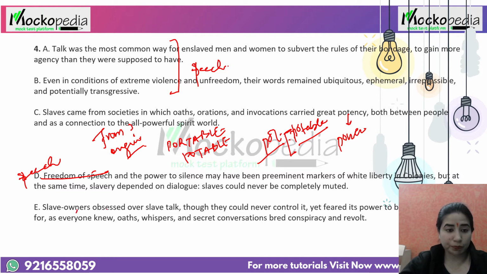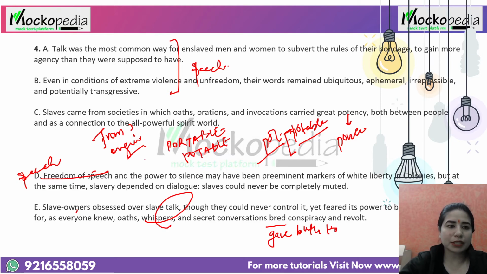Slave owners obsessed. Obsessed means they were strongly thinking about it over slave talk, though they could never control it, yet feared its power to bind and inspire. For as everyone knew, oaths, whispers, and secret conversations bred, means gave birth to, conspiracy, and revolt, which is going against. So what would talk lead to?